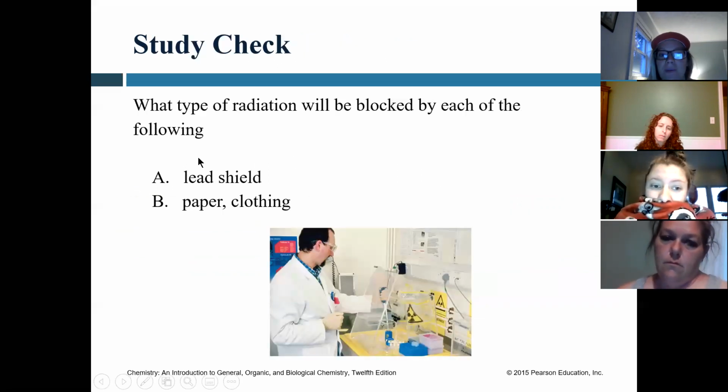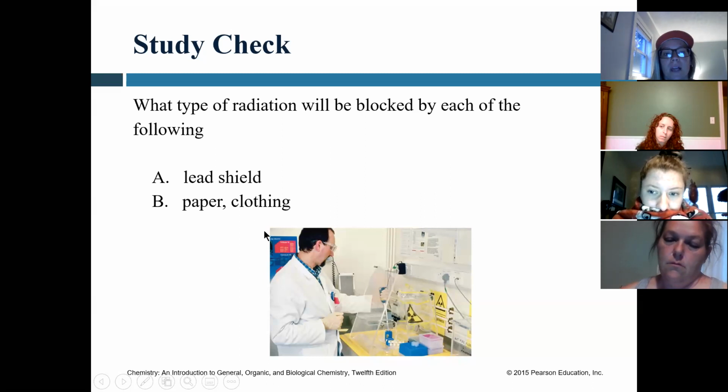What type of radiation will block each of the following? So lead shielding would block alpha, and it would also block beta. Paper and clothing could block just alpha. Oh, lead shielding would also block gamma. It can block all of them.